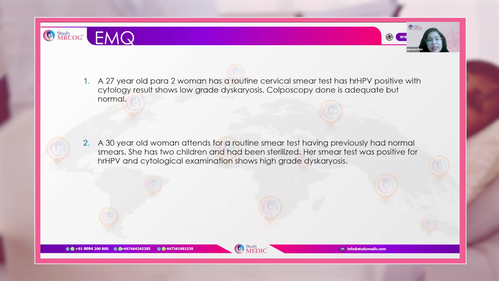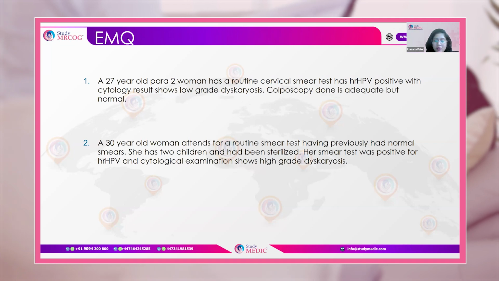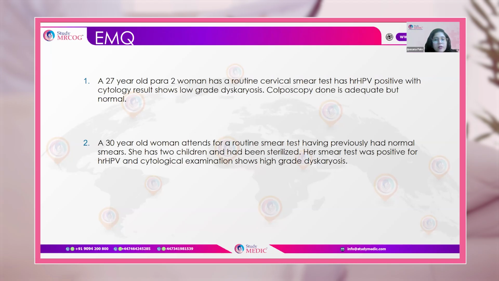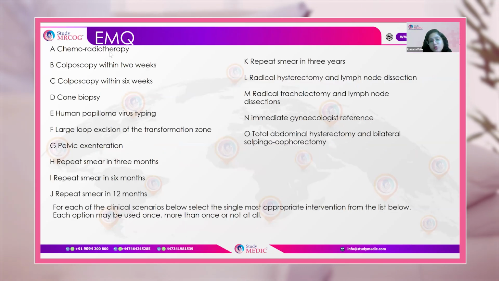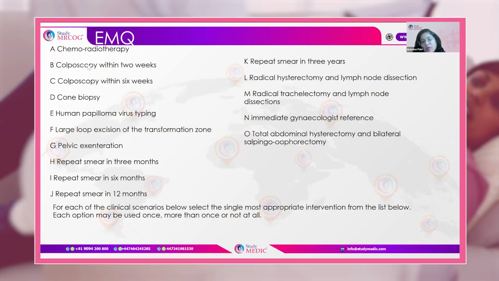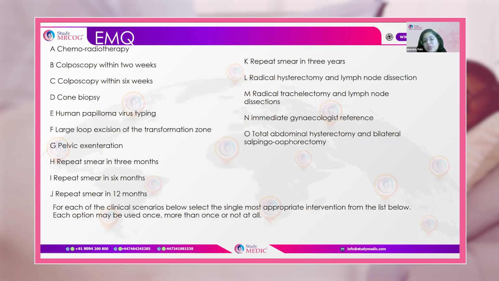Here you can see that HPV is positive, cytology is high grade dyskaryosis. As we saw in the first part of the flow chart, here the answer will be colposcopy. It is obvious that two abnormal results mean you have to go for a colposcopy. That thing you know. Now you need to decide whether it is 2 weeks or 6 weeks.